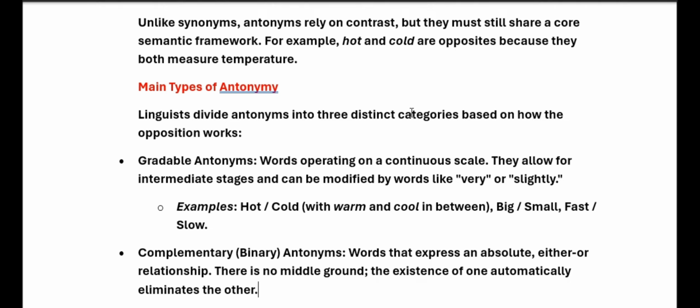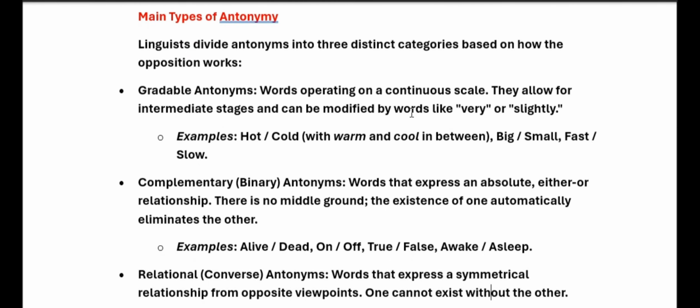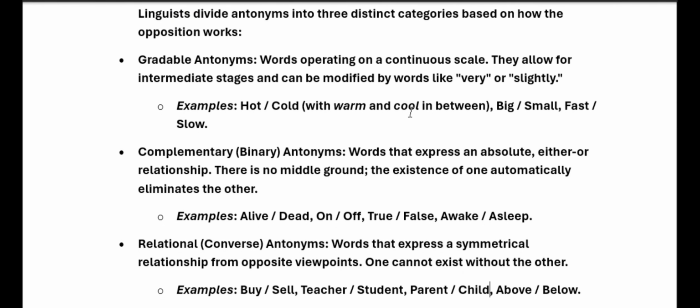Okay, now there are different types of antonymy. Linguists have divided them into three distinct categories. First is gradable. Gradable means grade, words operating on a continuous scale. For example, hot, cold, it is like on a scale, how hot, how cold. Big, small, fast, slow.